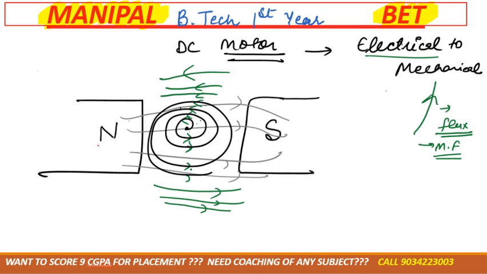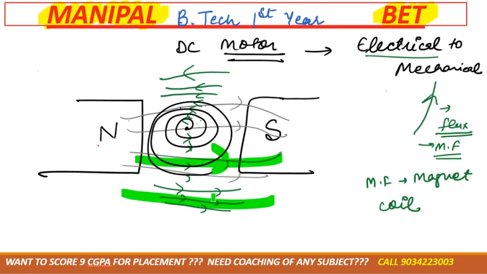As you can see, there are two magnetic fields. One is from the magnet, and another one is from the coil. If you see from the downward side, the magnetic field lines of the coil and the magnetic field lines of the magnet are both in the same direction, like this, at the bottom. That means they will add with each other.